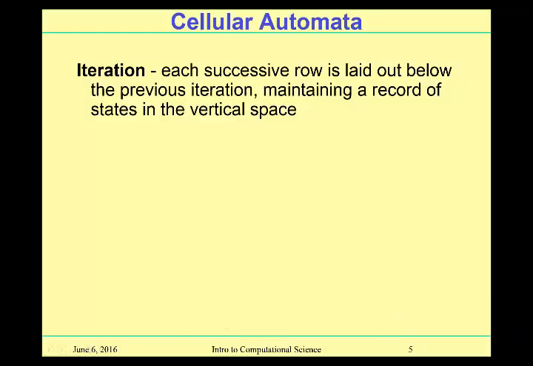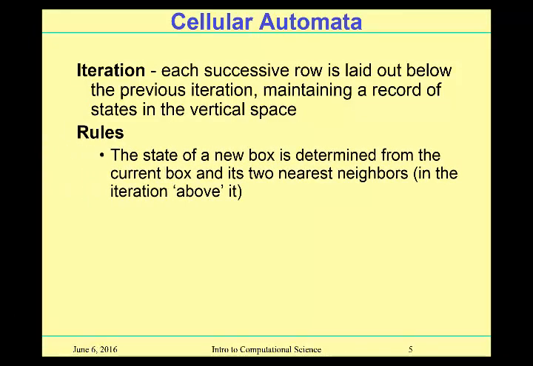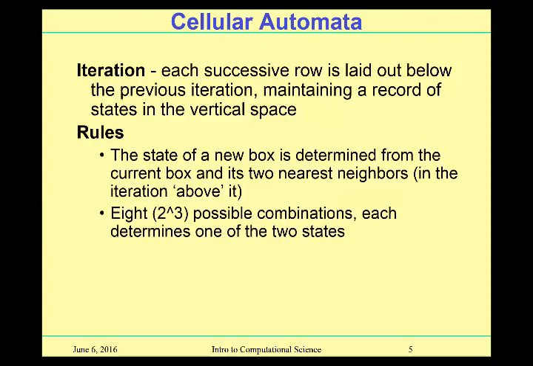So what are the rules? Here they are. The state of a new box is determined from the current box and its two nearest neighbors. So I'm going to look at what state I am. Am I on or off? I'm going to look to my right. I'm going to look to my left. And that will help determine what my new state will be. There are 8, or 2 to the third, possible combinations. Each determines one of the two states. So let's talk about what this means.